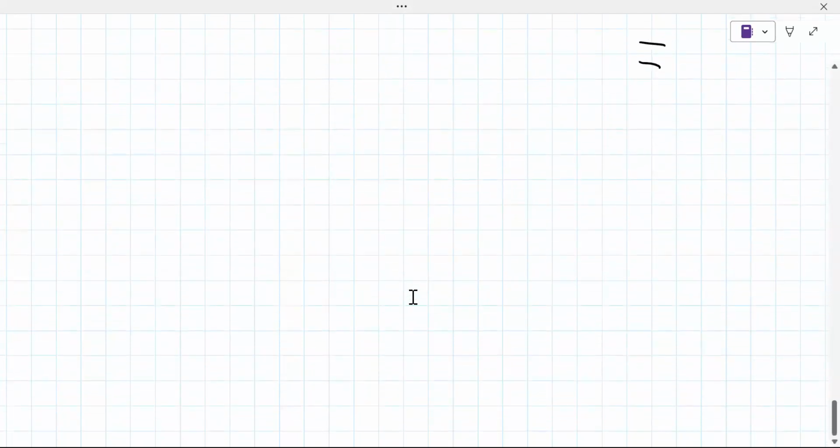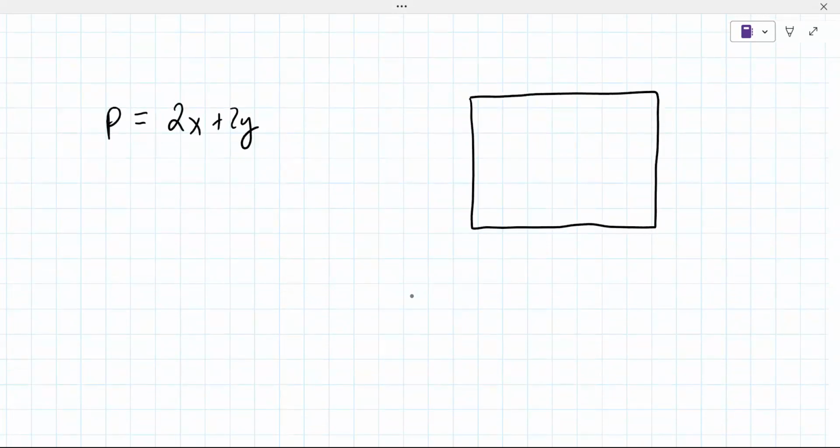I understand how it works. I just don't know how to explain it. That's okay. So the perimeter of a box is 2x plus 2y. All right, and let's say we know that the perimeter is 40, and we know that one of the lengths is 5. Okay, what is the other length?